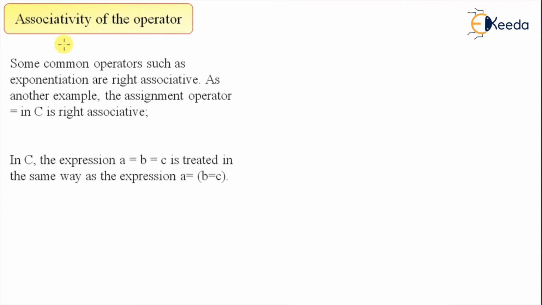Some common operators such as exponentiation are right associative, and as another example, the assignment operator is right associative. So the expression A = B = C is treated in the same way as the expression A = (B = C).